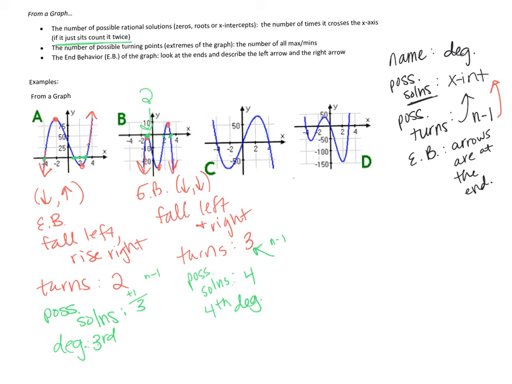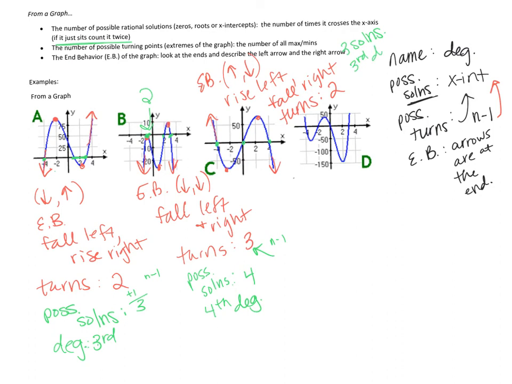Next one here, let's take a look. My end behavior is up to down. So that means it's going to rise to the left and fall to the right. Okay. I see 1, 2 turns, which means that if I add 1 to that, I should have 3 x-intercepts, or 3 solutions, and I see them 1, 2, 3. So I'm going to have 3 solutions, which means it's a 3rd degree.